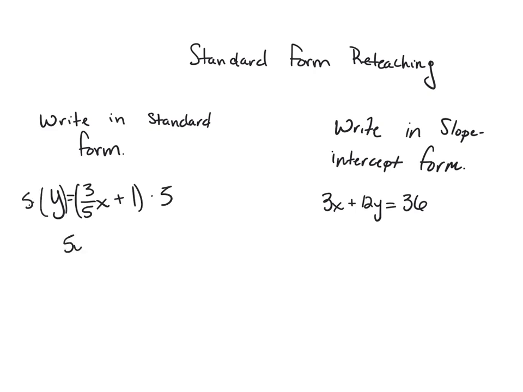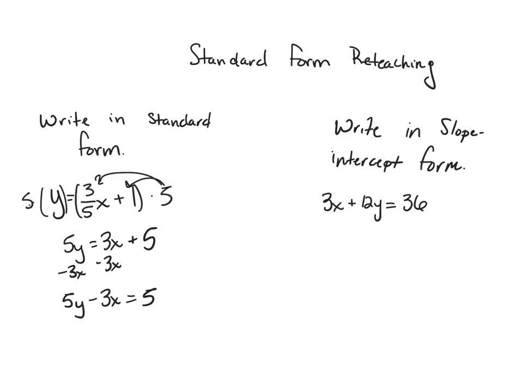So I end up with 5y, and then I distribute that. Remember, multiplying by 5 gets rid of my fraction, so I have 3x plus 1. Or not plus 1, I'm going to distribute that 5, so I have plus 5. Then I look there, and this x term is kind of my problem. So I'm going to move that to the other side by subtracting, and say 5y minus 3x is equal to 5. And there is my standard form. So that's one way to get to standard form.